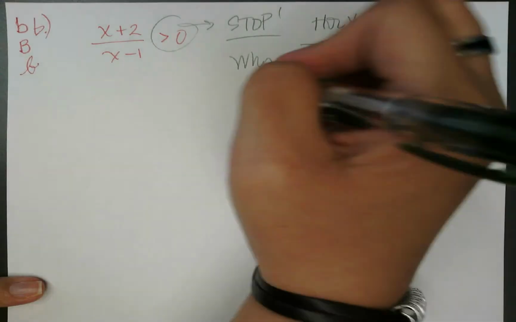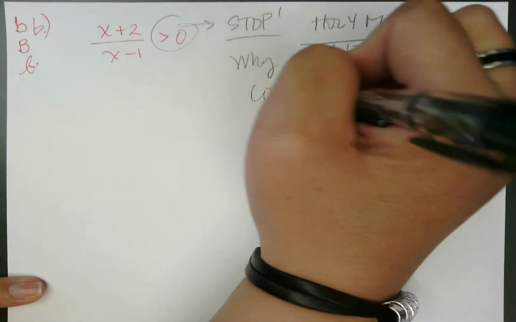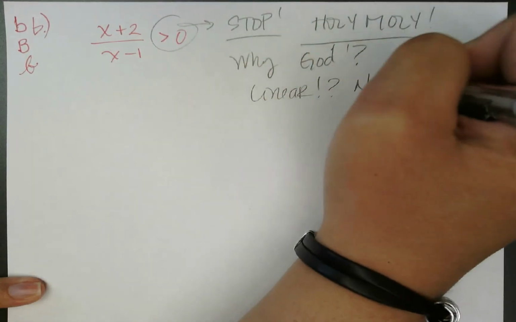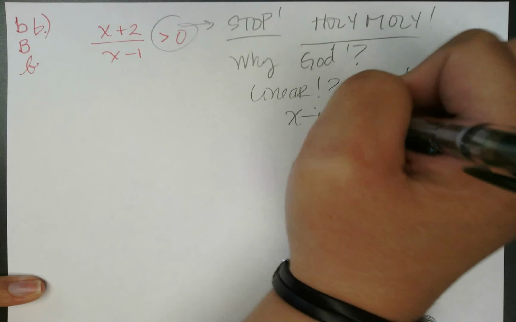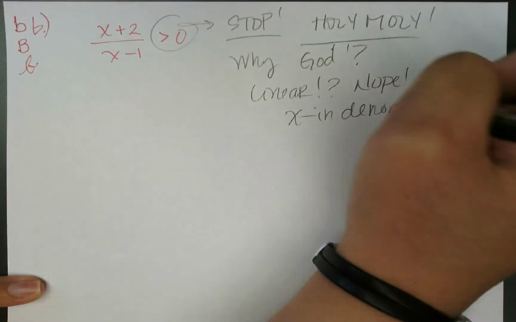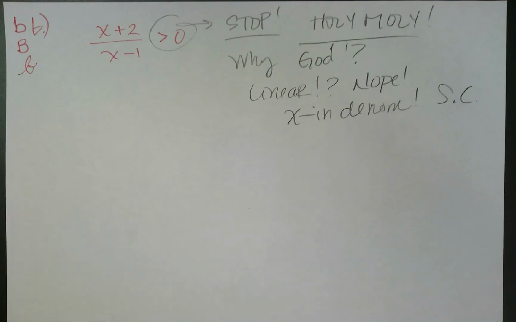So, is this linear? Nope. Because there's an x in the denominator. So we need a sign chart. Okay, that's like your brain process. Every time you see a less than or greater than symbol, you have to stop and think. Okay, please don't clear fractions.